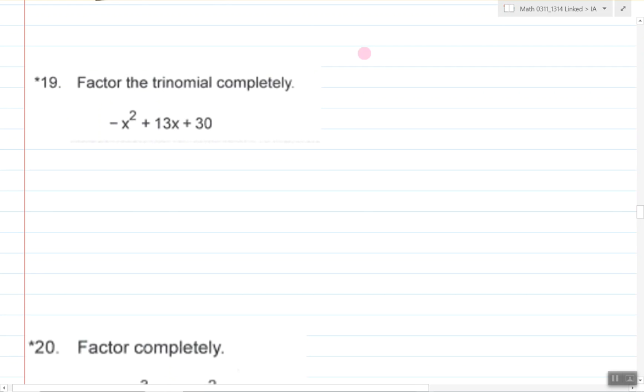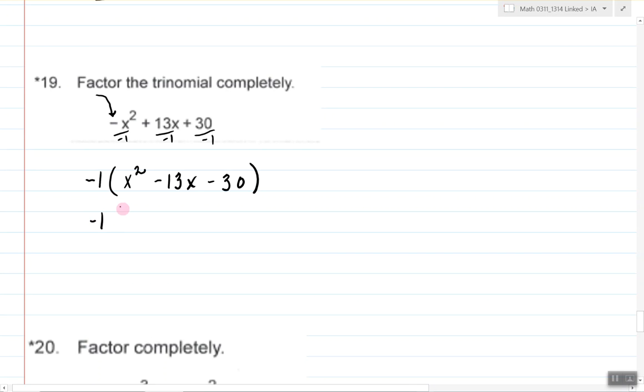Number 19. To factor this, I'm thinking about greatest common factor, but I'm also noticing, and I don't know if we made much of a deal of it, that when the leading term of any polynomial to factor is negative, you must factor out a negative common factor. And since the only thing I can factor out is a 1, I will factor out negative 1, which means I divide all those by negative 1, and that's going to cause their signs to change. That gives me positive x squared minus 13x minus 30.